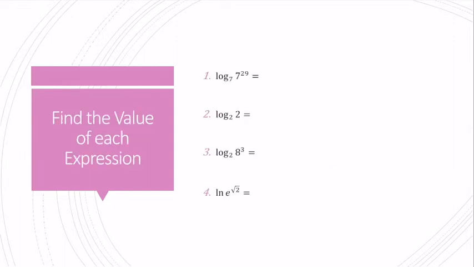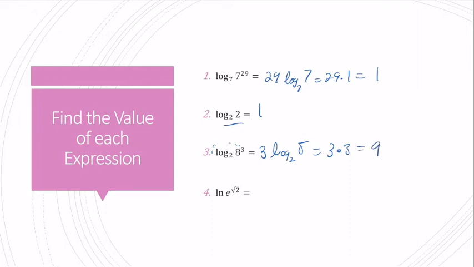So if I have log base 7 of 7 to the 29th, that's the same as 29 times log base 7 of 7, which is 29 times 1, which is 29. If I have log base 2 of 8 cubed, I can move that to the front. That's 3 log base 2 of 8. Log base 2 of 8 is 3. 3 times 3 is 9. If I have the natural log of e to the square root of 2, that becomes the square root of 2 times the natural log of e, which is 1. So I'm left with the square root of 2.